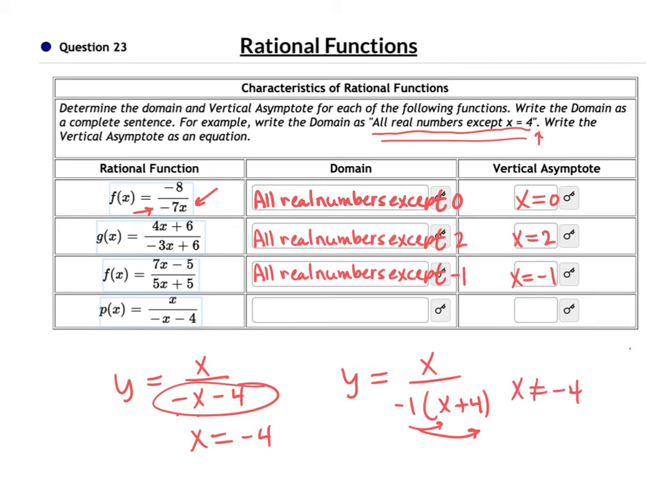I can plug in any number of this equation I want, except I can't plug in negative 4 because I'll be dividing by 0. The domain then is all real numbers except negative 4. X cannot be negative 4 because, again, it's the asymptote. It's the line the graph forever approaches but never actually reaches.